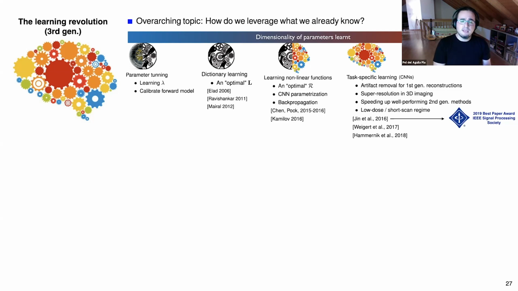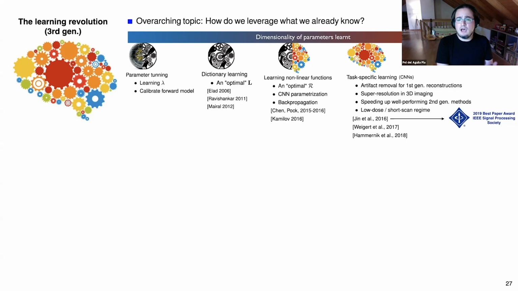Then there's the setup of speeding up second generation methods by simply putting some components of learning within them. And then, of course, there's the other case in which you have a well-performing reconstruction method that works with high dose setups or long scans with lots of data, and you want something that works well with low dose. So you basically artificially reduce the dose in the extensive data that you have and train a neural network to map from the reconstruction you get in the low dose regime to that of the high dose regime.